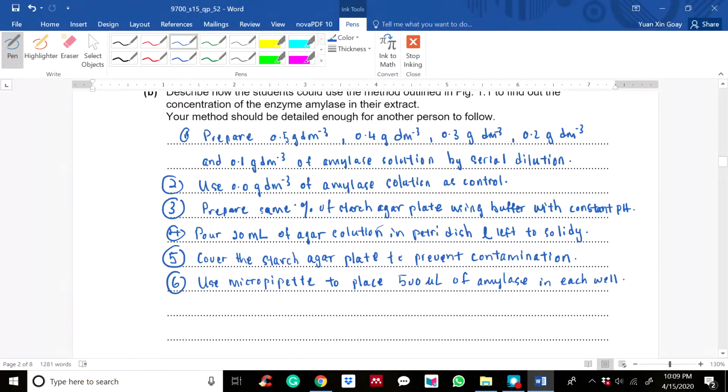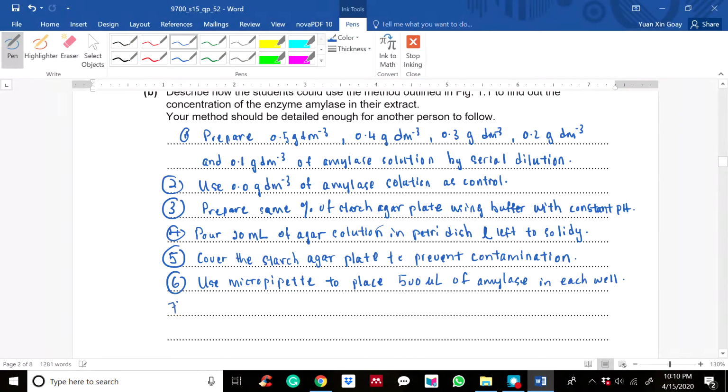So meaning that you need to put the 500 microliter of the amylase of these concentrations into the first plate, this 0.4 gram per decimeter cube of the amylase in another plate, and this is in the third plate, fourth plate, and fifth plate. You need to standardise the volume of each concentration of the enzyme.